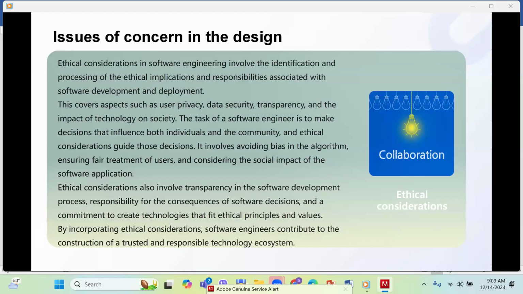By incorporating ethical considerations, software engineers contribute to the construction of a trusted and responsible technology ecosystem.